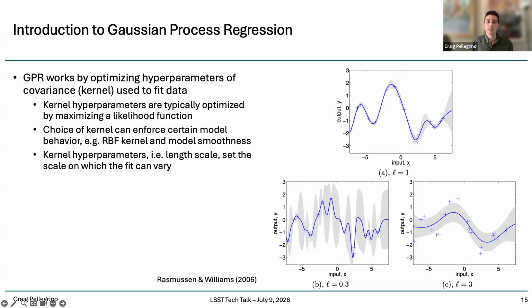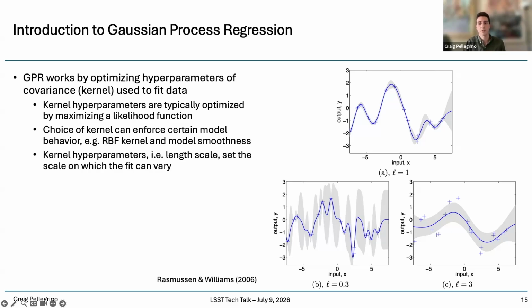So how this works is that you optimize the hyperparameters of the covariance matrix or kernel that you're using to fit the data. And this is typically done, and in our case, it is done by maximizing some likelihood function by comparing the data to the model predictions. The choice of kernel can enforce certain model behavior. So for example, for the fits that I'll show today, we've used an RBF kernel, also called a squared exponential kernel. And this enforces smoothness in the model because it's infinitely differentiable.